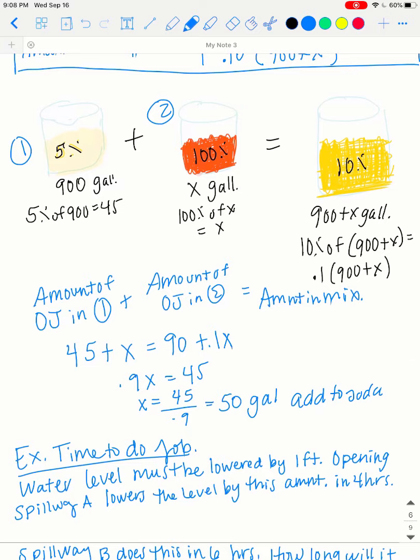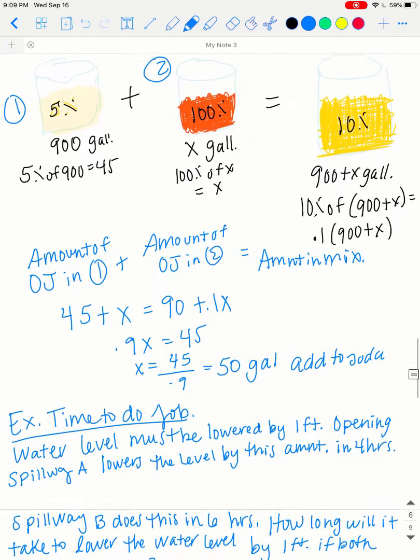So this is the first mixture. We have 900 gallons here, and then we have 5% orange juice. So that's 45. Our second mixture is the x gallons, and it's 100% orange juice. So we have x. Our last mixture, when we combine those, is going to be 900 plus x gallons, and we want 10% orange juice. So we're going to take 0.1 times 900 plus x.